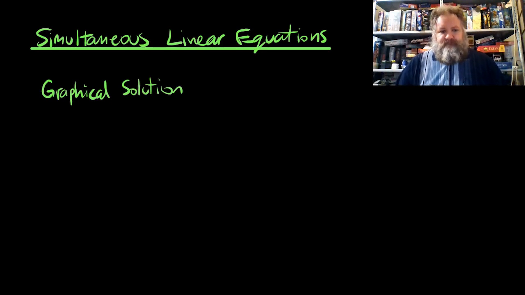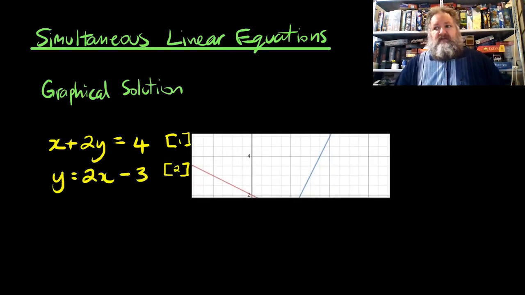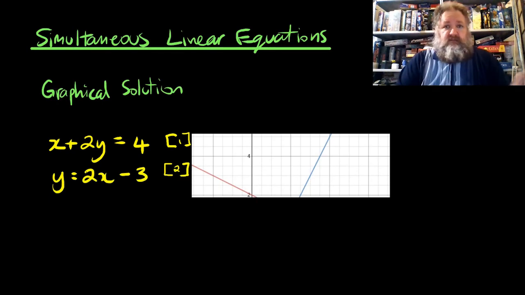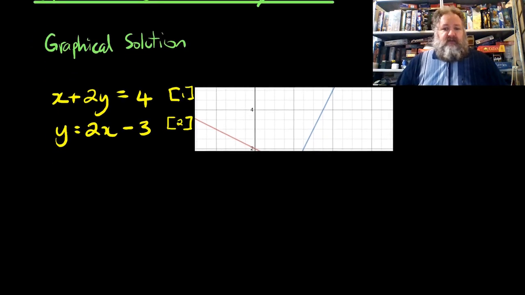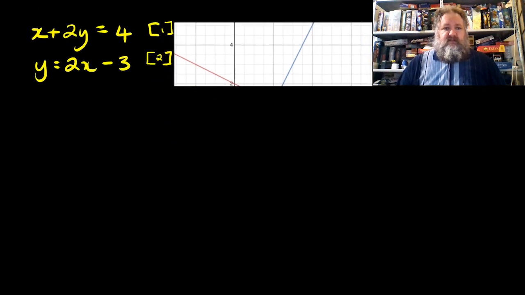Okay, so what we've been given, before I show the whole graph, is some linear equations. We're told that x plus 2y equals 4 and that y is equal to 2x minus 3. Now, you'll note that I have given each of these a little 1 in a square bracket and a 2 in a square bracket. I'm going to refer back to these 1s and 2s so that I don't have to rewrite the equations all the time.